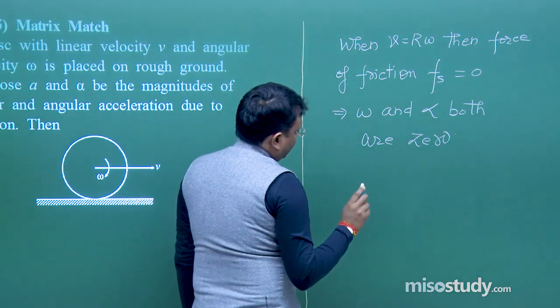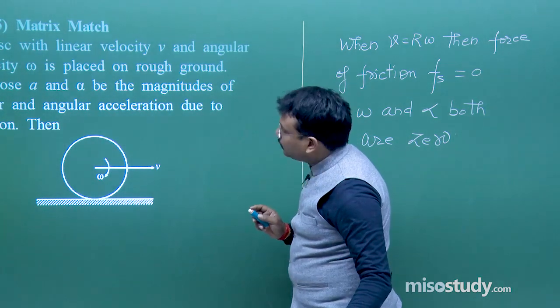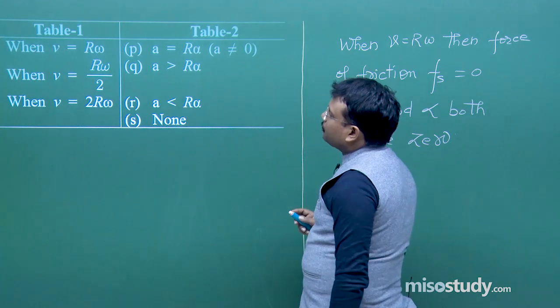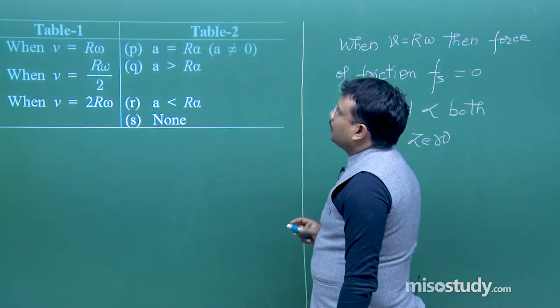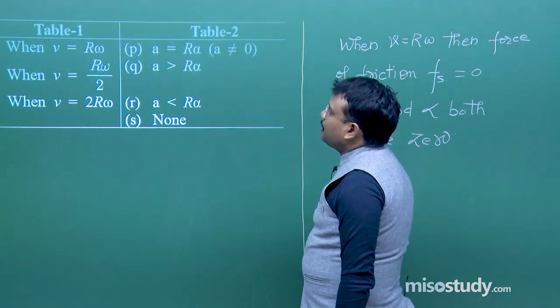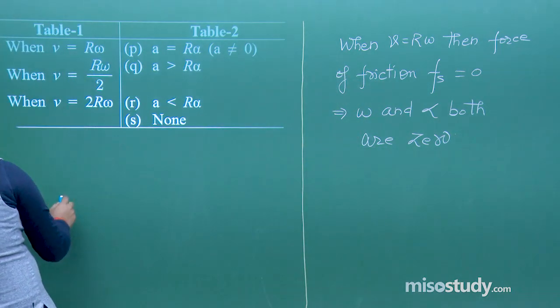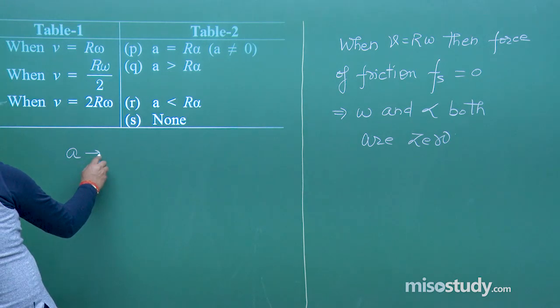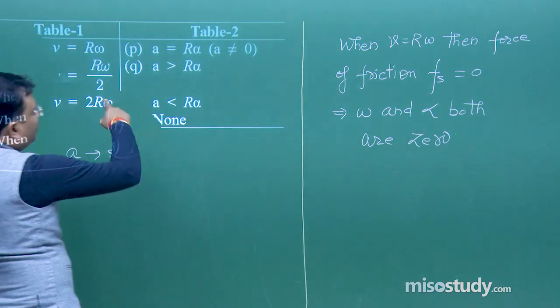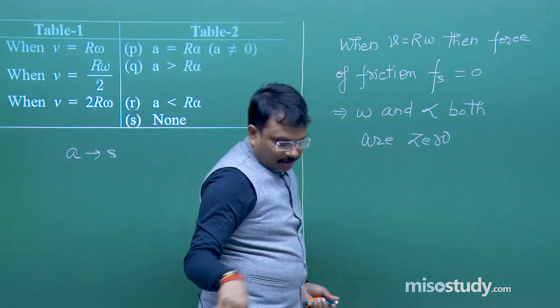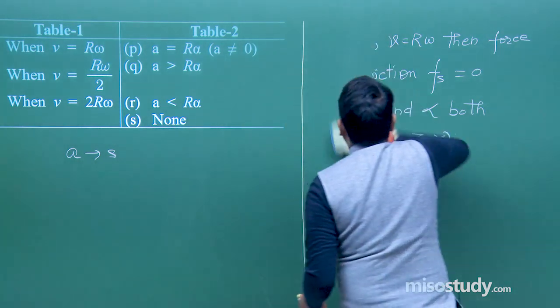So, what I should say about the first option, that is when V is equal to R omega, then out of these options none is matching, fine. So, I think I should mention over here A S, nothing is given like this. This is case number 1.